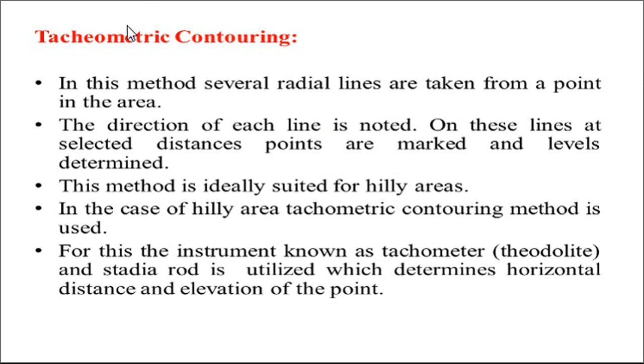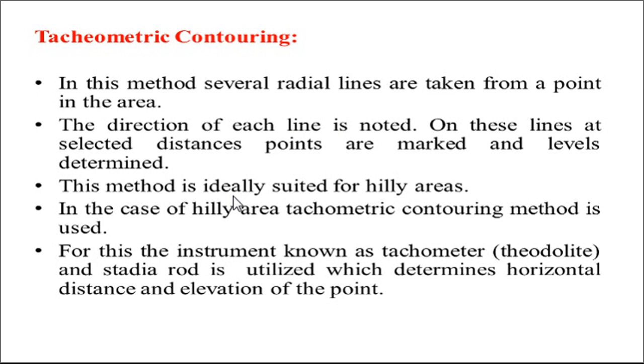Now for this, in this method several radial lines are taken from a point in the area, or from the instrument station in the area. The direction of each line is noted, meaning from the instrument station, at what angle these different radial lines are taken, that we have to note. On these lines, at selected distances, points are marked and levels are determined for those marked points.